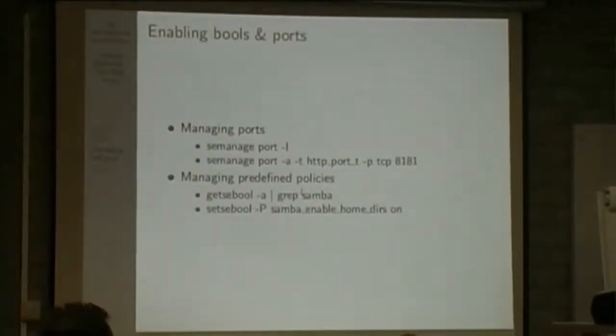If you want to get a list of all the booleans that are available on your system, which is basically going through all your policies, you just use the command getsebool. It gets you all the SELinux booleans, and then you can grep on whatever you're looking for. In my case, it's Samba. So let's say you get a list of all the possibilities, and then you can set it to a different value. By default, samba_enable_home_dirs is off.